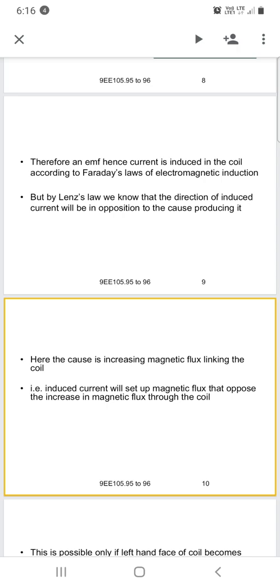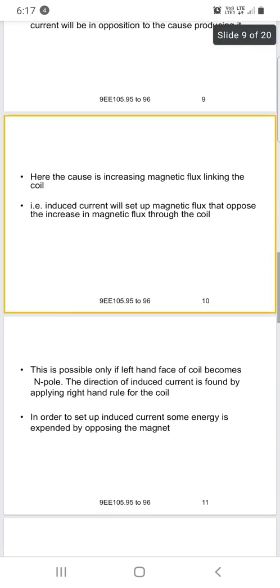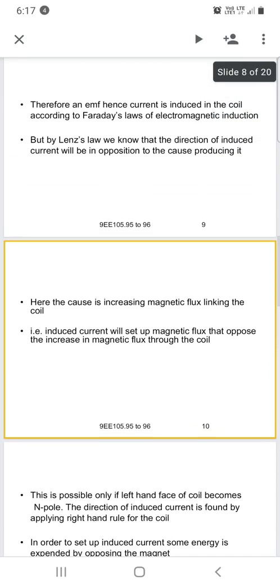So here Lenz law is nothing but this: the induced EMF is produced in a conductor, and the induced current is opposed to the source current, that is, to the cause producing it. Hence here the cause is the increasing flux linkage in the coil. Only one definition is there: whenever current flows in a coil, it produces an induced EMF, and this induced EMF is opposed to the source current.